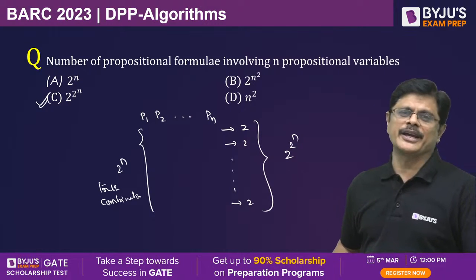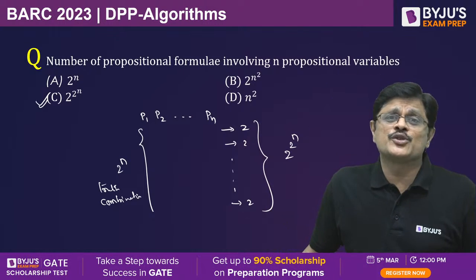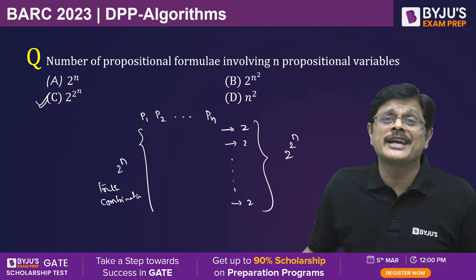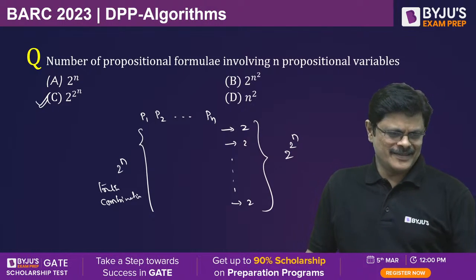Wonderful, super, rocking. The same question can also be asked for digital logic. They can ask you the number of Boolean functions, the number of Boolean functions using n Boolean variables. Both are the same questions. Right, super.